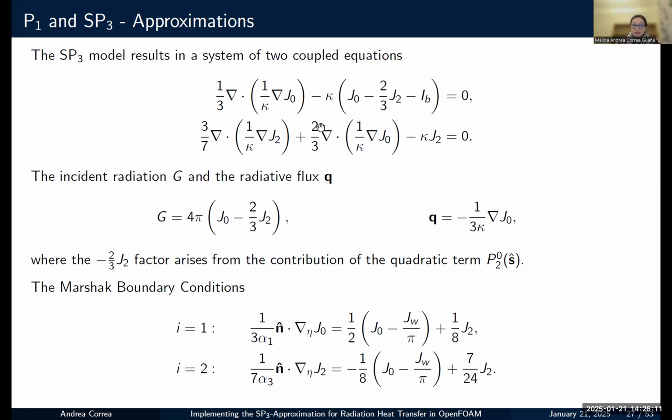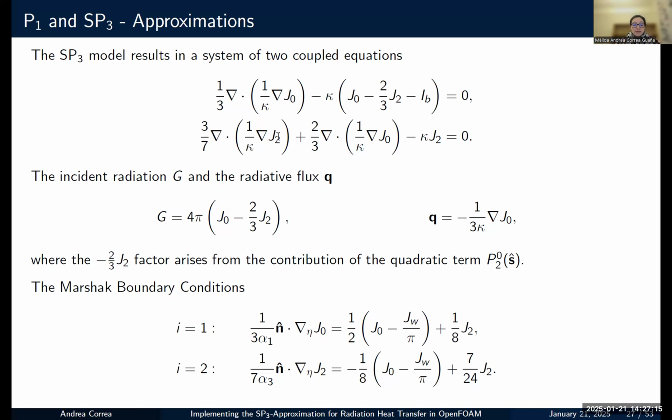Here I show you the final equations obtained in the SP3 model. Given all the restrictions, limitations, and simplifications that we have analyzed, the SP3 model confirms that focusing only on the terms with L equal 0 and L equal 2 validates the approximation. Here we have two coupled elliptic partial differential equations. The first equation describes the zero moment, J0, which represents isotropic or uniform radiation in all directions. The second equation depends on J2.